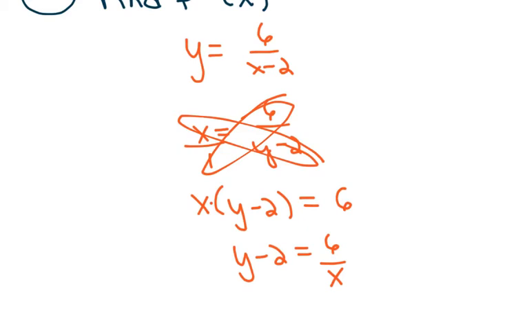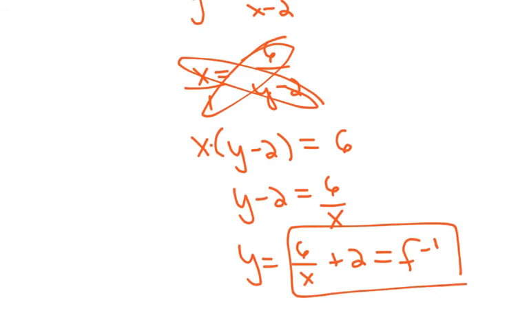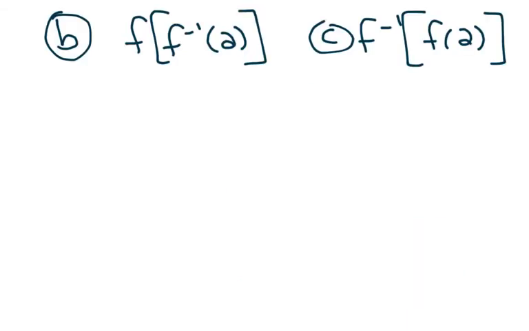There's only one thing left to do now. To get y by itself, we're going to add 2 to the other side. And this is going to be the equation of our inverse. I don't need to check those equations to find out if they're inverses or not, because I actually went and found the inverse, so it must be the inverse.